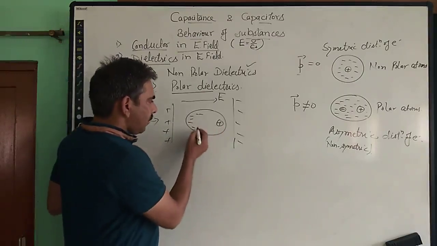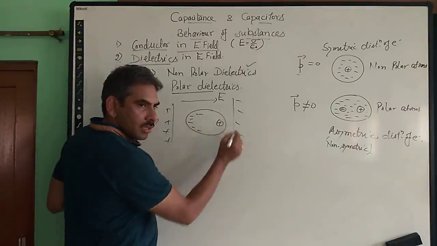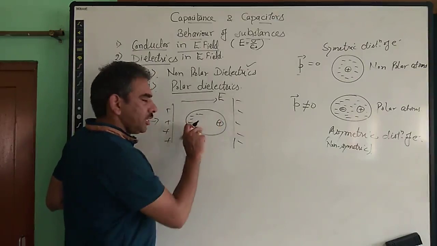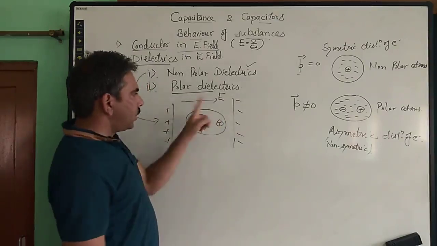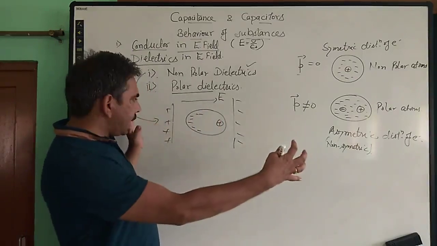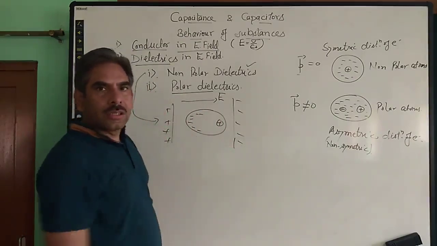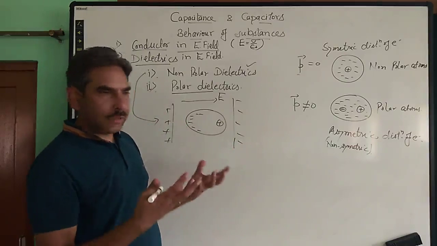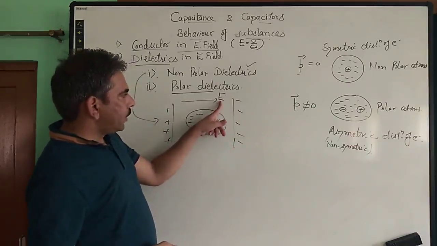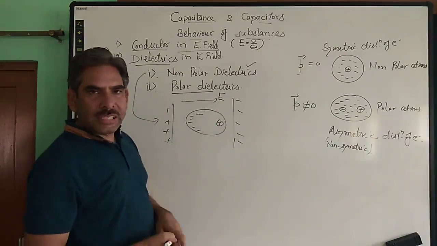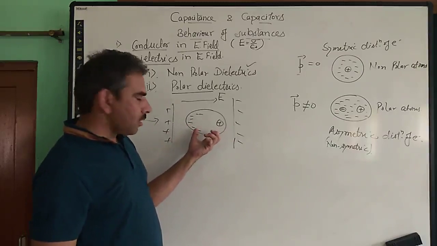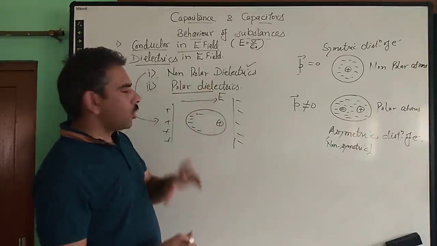And as the separation begins, there comes a force between this positive and negative charge of the atom, due to which some restoring force acts opposite to the force exerted by the applied electric field. This restoring force tries to bring the negative and positive charges again to the same point, so that we get a non-polar atom. So whenever this external electric field is removed, it is due to this restoring force between the centers of positive and negative charges of the atom that it again becomes a non-polar dielectric.